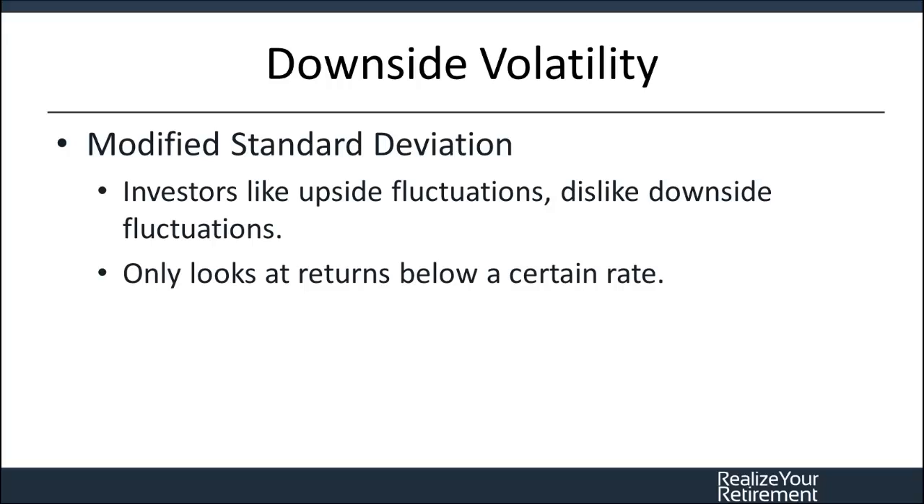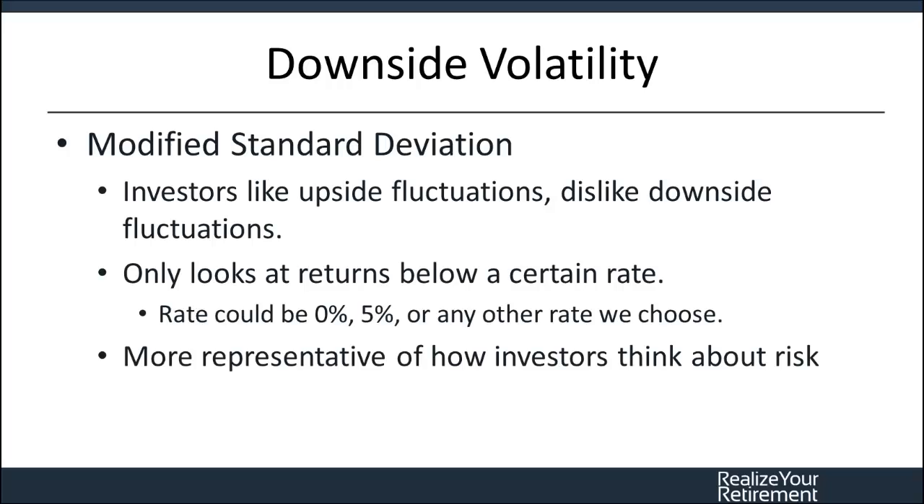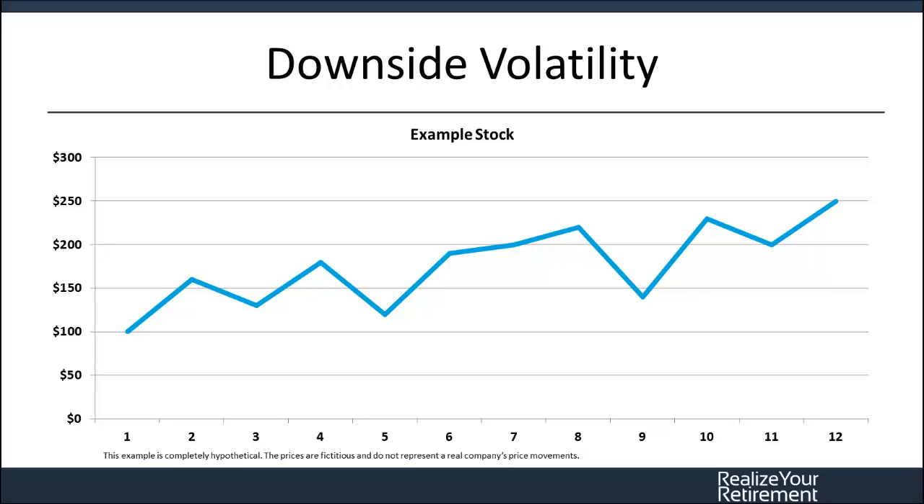We could pick any rate, whether it be 0%, 5%, or if it's lower than a risk-free asset like treasury bills. Looking at how much it moves on the downside, it's much more representative of how investors think about risk. Again, we have the same example stock with the same price movements.